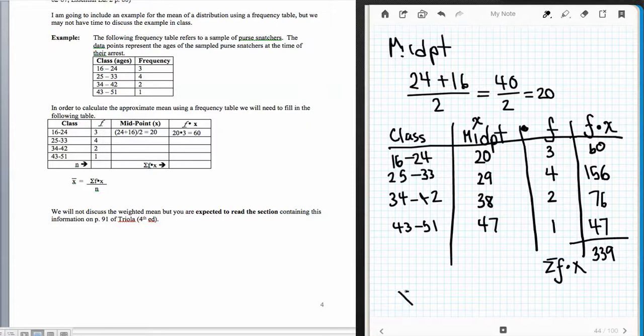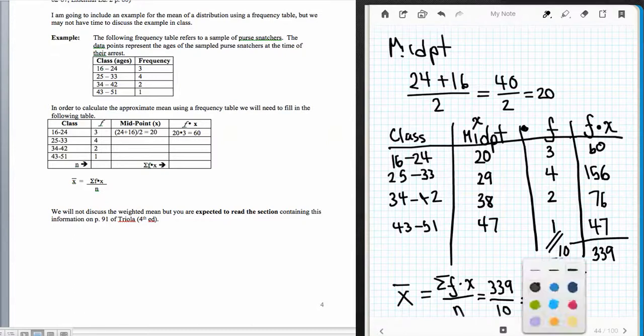And our x bar, based upon a frequency table, is the sum of the f times x's, divided by the sample size, n. So we have our sum, which is 339, and then we divide it by the n, which was 10. Same n as before. Remember, the n we can find in a frequency table by adding up the frequencies. Those should add up to the sample size. And so what we find is our mean based upon the frequency table is 33.9 years. Now that does not agree with the mean we just found for our Purse Snatcher data, right?